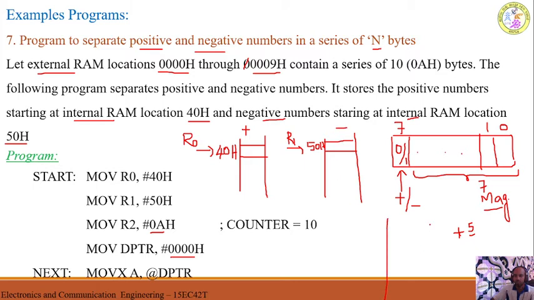And here we have the external memory where the actual numbers are available, which we need to check whether they are positive or negative. This is called the external memory, external RAM. And what is the starting address? The starting address is 0000H.